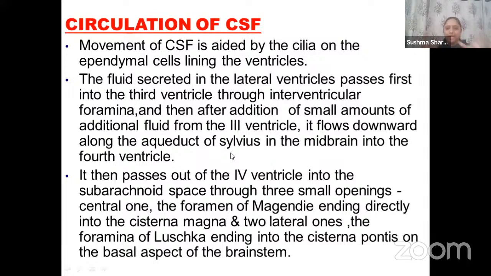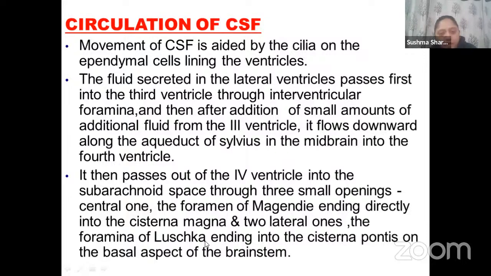I hope now you're getting an orientation. It is secreted in the lateral ventricles, two sides which are there like this. Then it passes down into the third ventricle through the interventricular foramina. Then in the third ventricle also some amount of fluid gets added. After the addition, it flows downwards into the aqueduct of Sylvius in the midbrain and into the fourth ventricle.